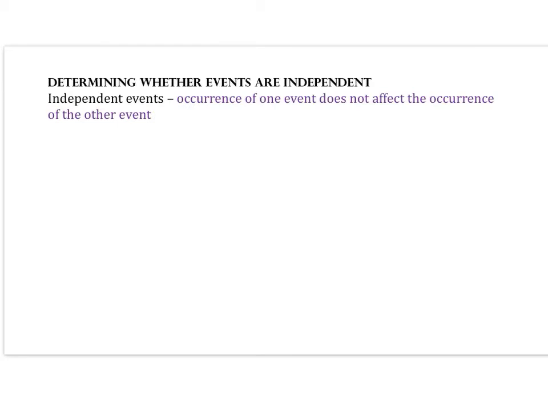All right, let's talk about determining whether events are independent. So independent events means that the occurrence of one event does not affect the occurrence of the other event.